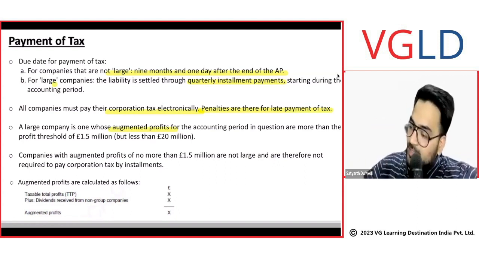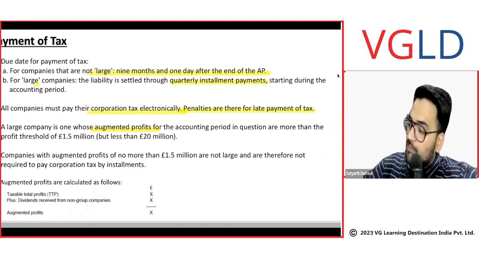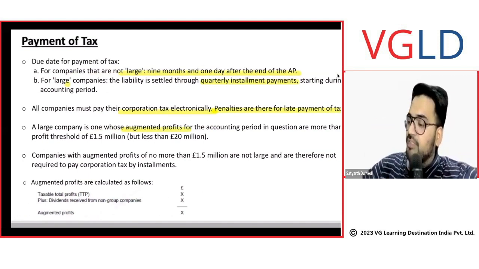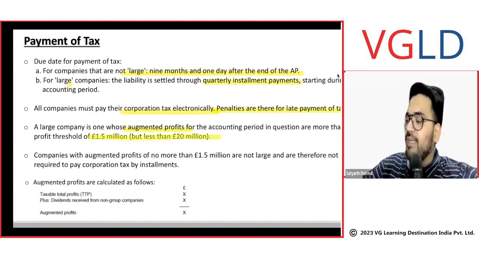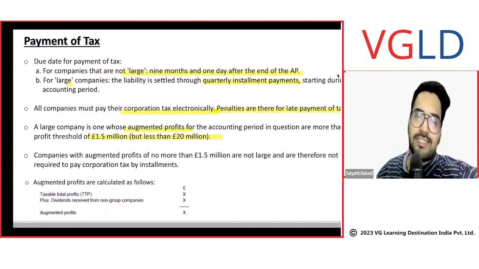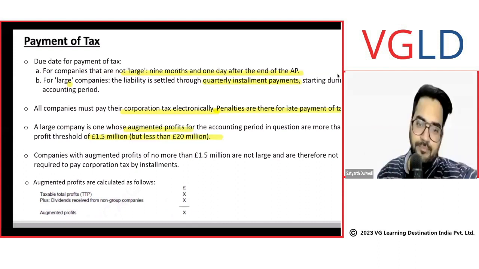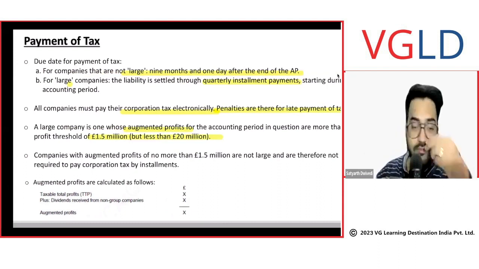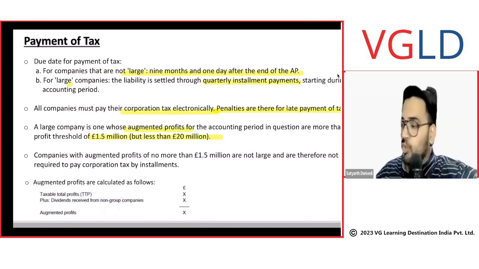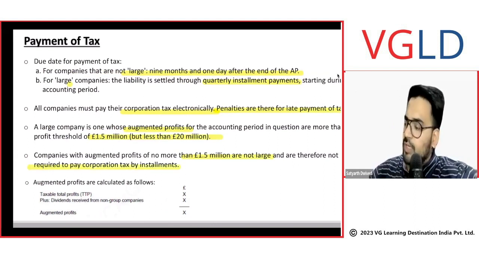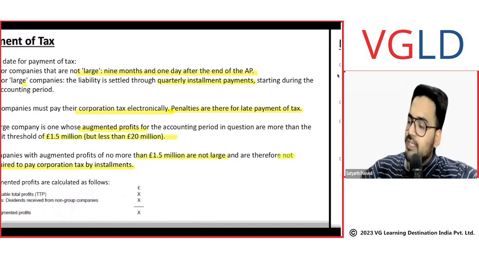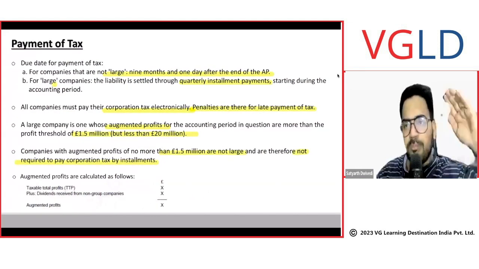But where augmented profit for the accounting period is more than the profit threshold of 1.5 million, but it is less than 20 million, right? So if you have companies with augmented profit of no more than 1.5 million, you're not large and therefore you're not required to pay the corporation tax by installment. So then you'll pay. What is the date of payment?